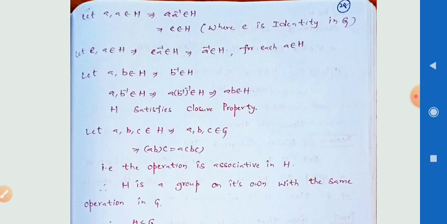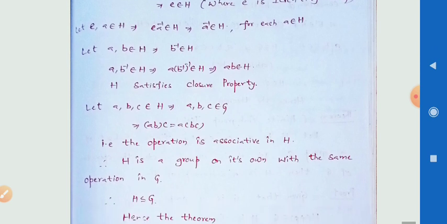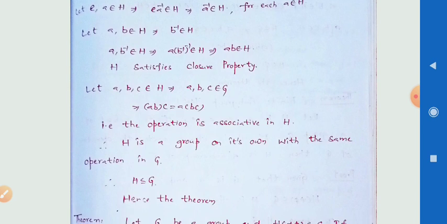Let a, b belong to H. By the above condition, a⁻¹ is there, and similarly b⁻¹ also belongs to H. Taking a and b⁻¹, a(b⁻¹) belongs to H, that becomes (a b⁻¹)⁻¹... that is, ab belongs to H. This means H satisfies the closure property.